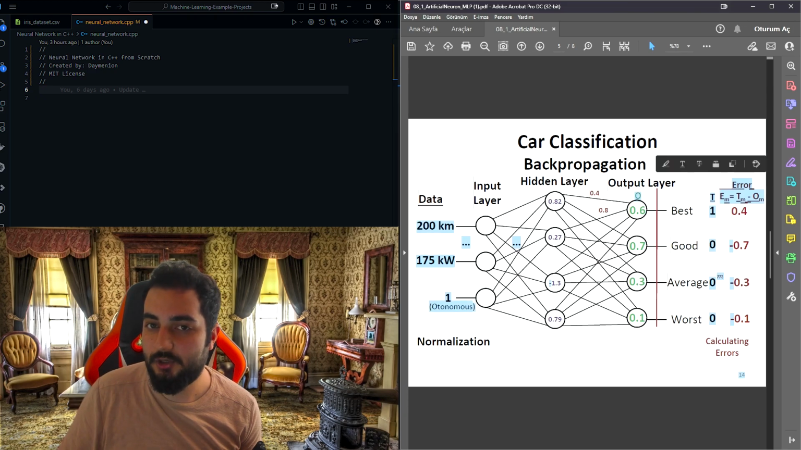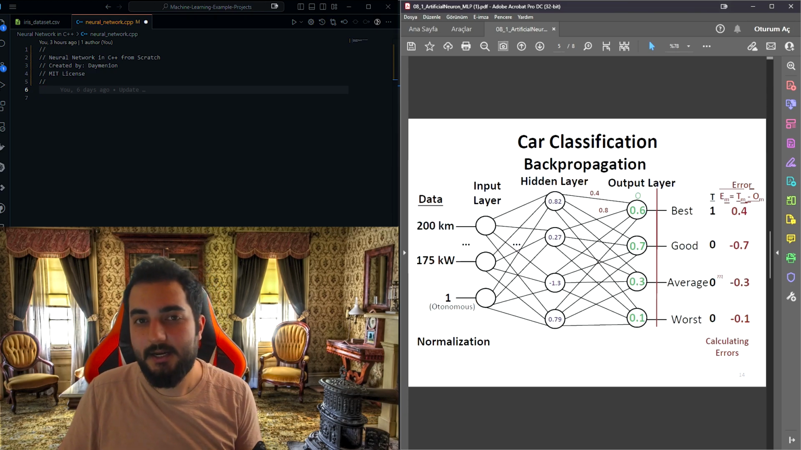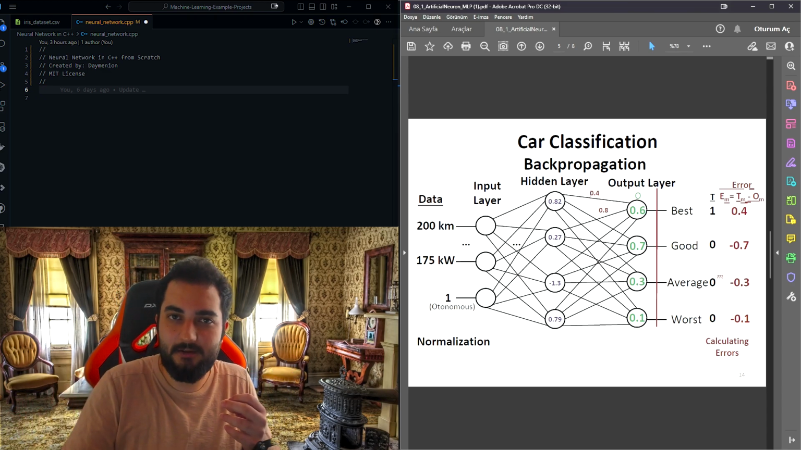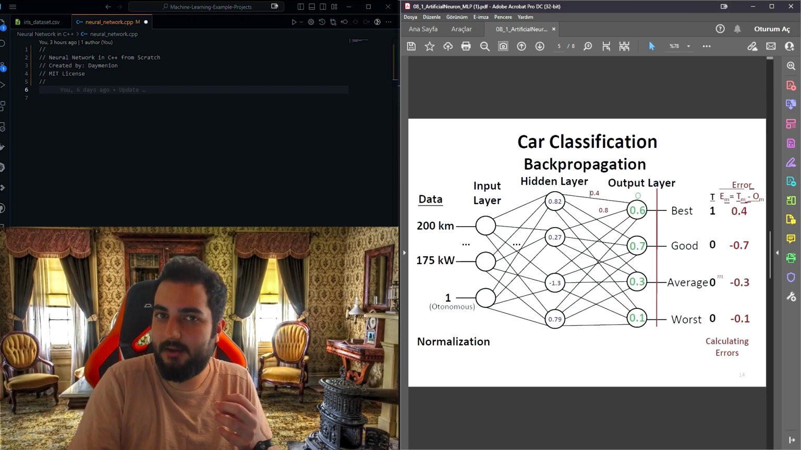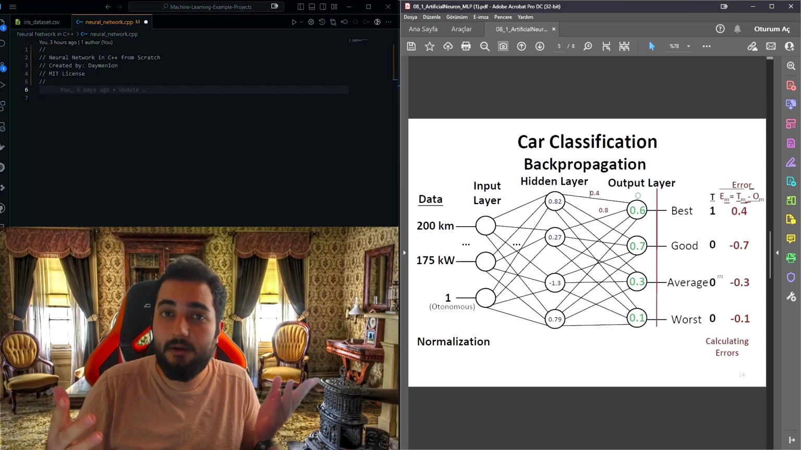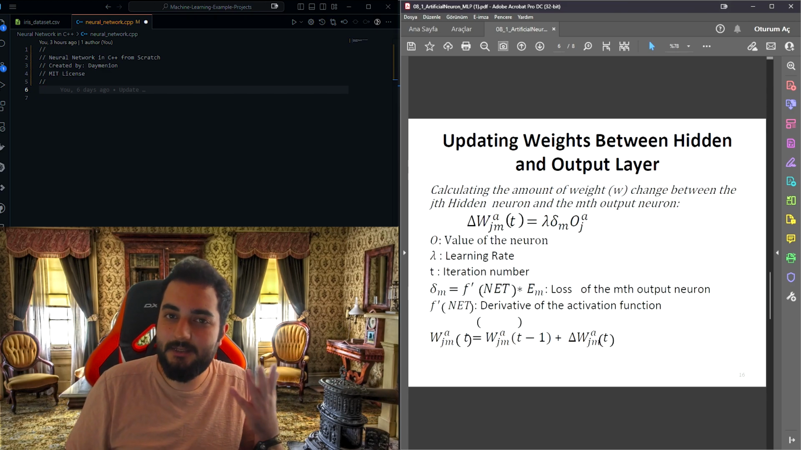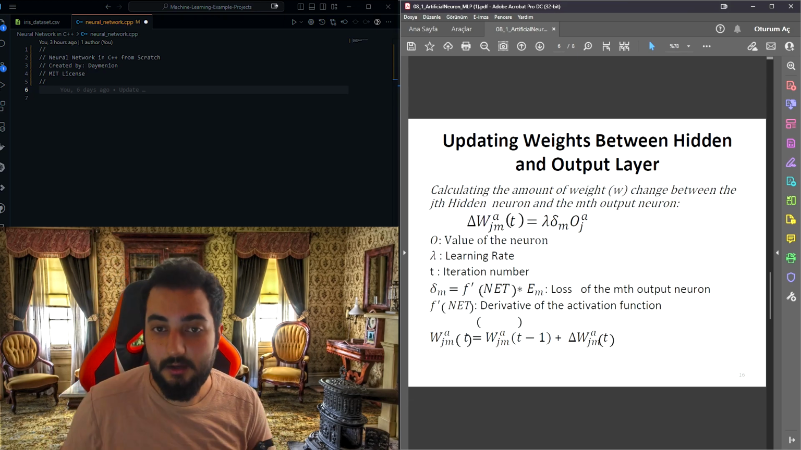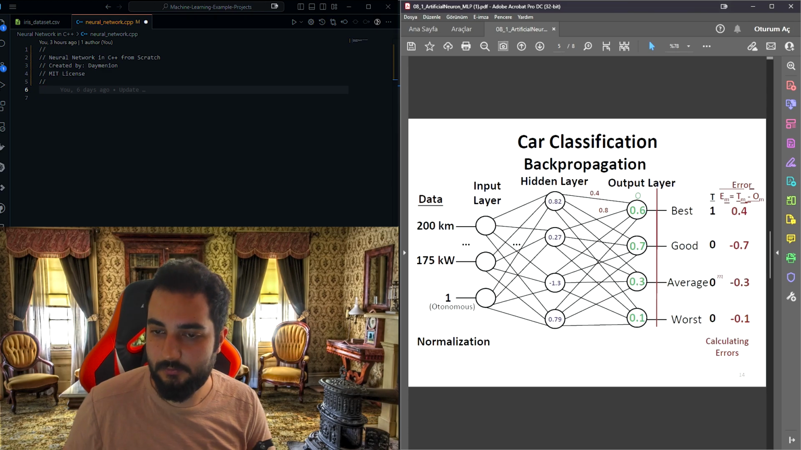So if I'm calculating the errors, what should I do? With these errors, I should update the weights, because training is learning the weights. If I find the best weights and biases for the neural network, I have trained it. So let's see how we can update the weights between the hidden and output layer. So the changing amount of the weight from G, the hidden neuron, to M, the output neuron.